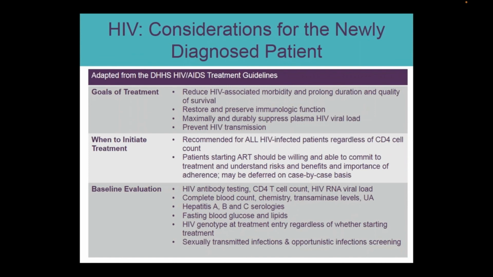And again, the goals of treatment of HIV infection are to reduce morbidity and prolong duration and quality of survival, to restore and preserve immunologic function, to maximally and durably suppress the plasma HIV viral load, and to prevent HIV transmission to others. And in regards to our first question, when to initiate treatment, treatment is recommended for all HIV-infected patients, regardless of their CD4 cell count. Patients who are being considered to initiate on antiretroviral treatment for HIV should be willing and able to commit to treatment and understand risks and benefits, as well as importance of adherence. There are some baseline evaluation testing that should be performed, similar to prior to starting hepatitis C treatment. And with treatment, educational counseling and behavioral risk reduction counseling are important.